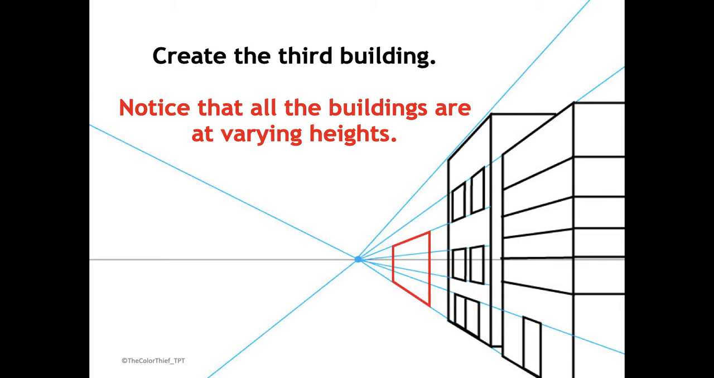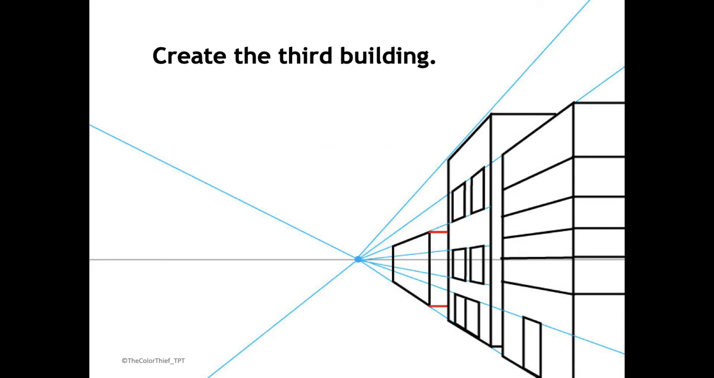Now you're going to create a third building. Notice that all the buildings are varying in heights to make your composition more interesting. Start with doing the front of your building where you'll have the sides that are straight vertical lines and the top and the bottom that will go to your vanishing point. Next, you'll put in the sides of your building, the part that's facing us. These will be straight horizontal lines.